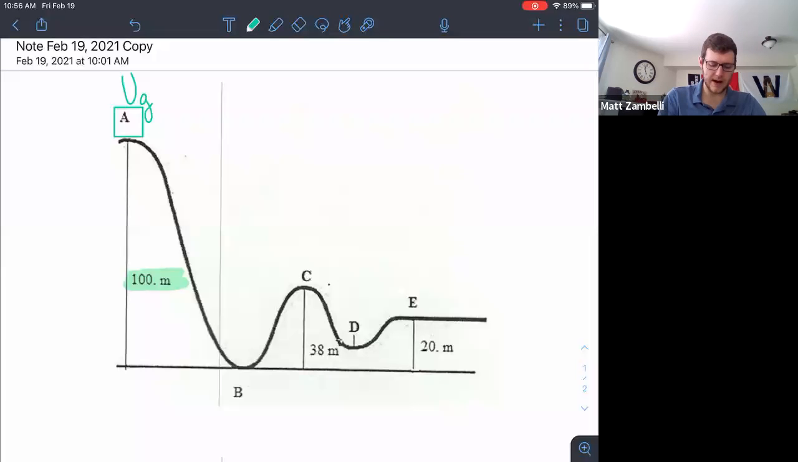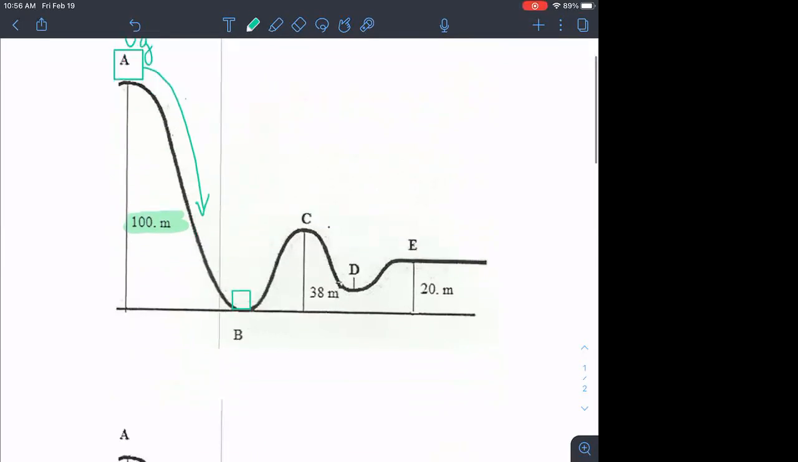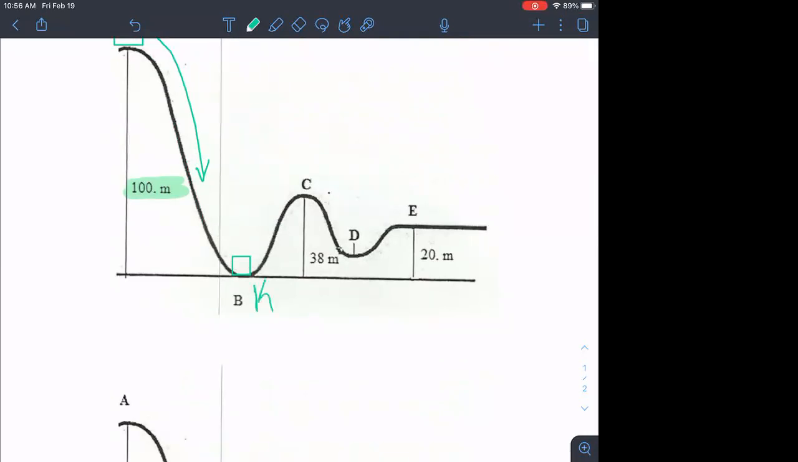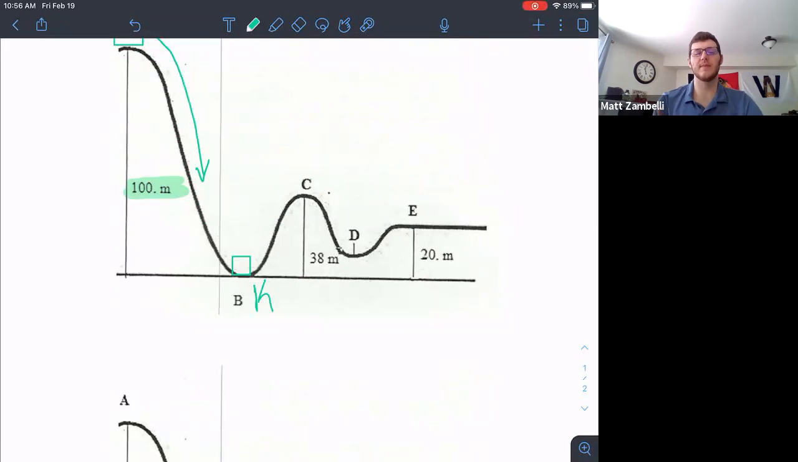All right, what about as the car goes down? We're assuming no friction. So what about as the car gets down to B? What kind of energy do we have there? Kinetic. Kinetic energy. Awesome. Anytime there's movement, we have kinetic energy.